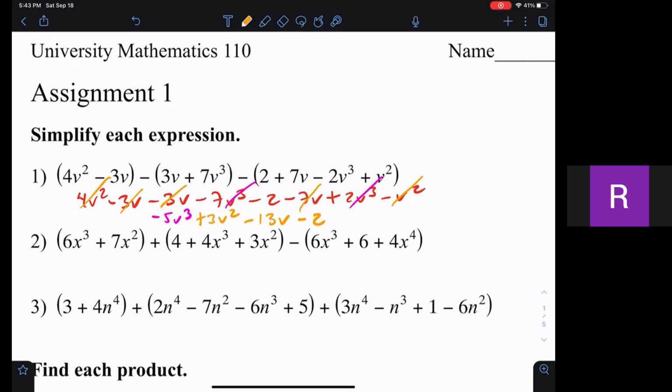So that should be the answer. Let's check. That's the answer. Next.